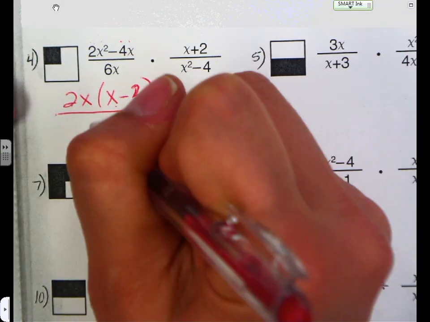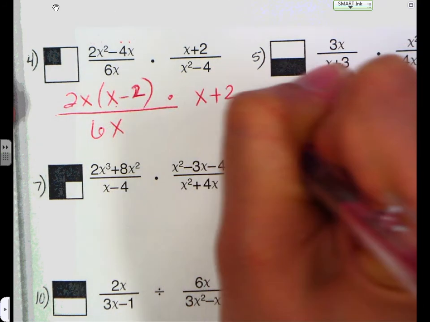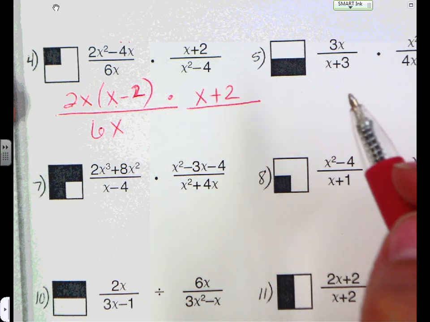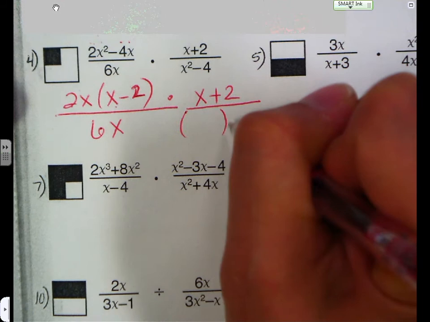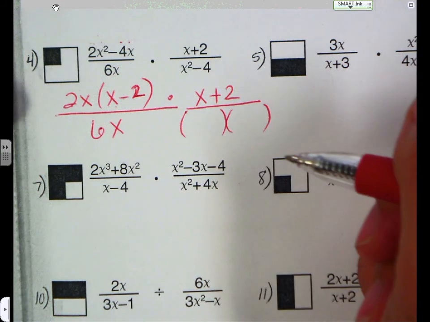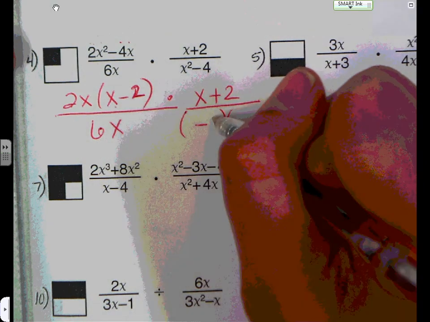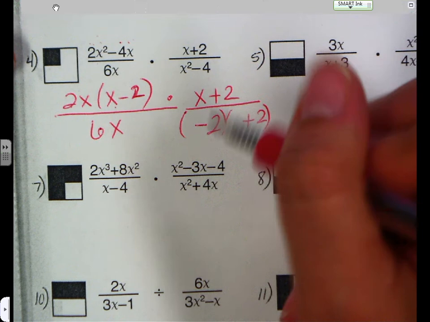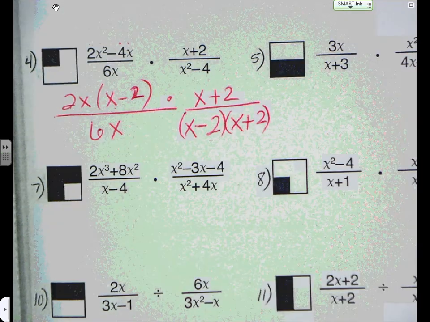On the bottom, you're going to put 6x times x plus 2 over, how would you factor x squared minus 4? Since it has an x squared, you have to put 2 parentheses. What did you say, Carlos? I can't hear you. -2. Yeah, -2 and +2. When you multiply these together, you get -4, and when you combine them, you get 0.